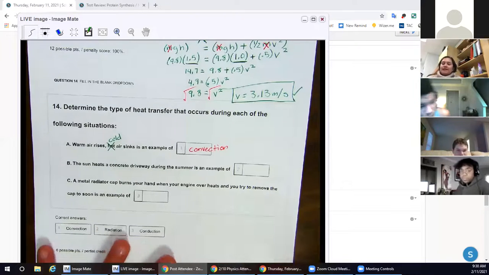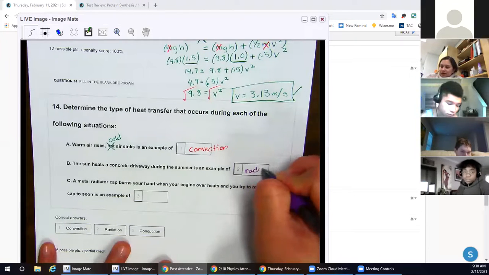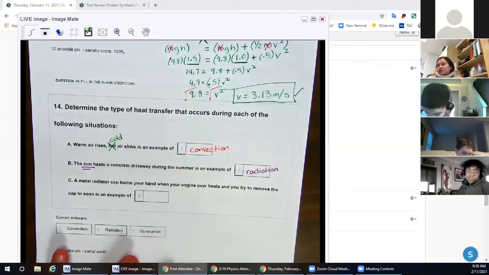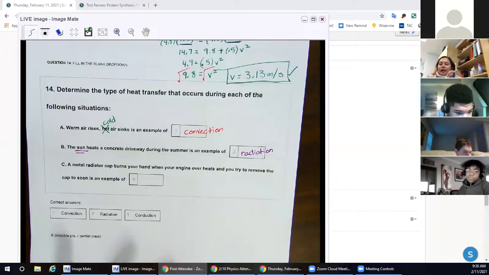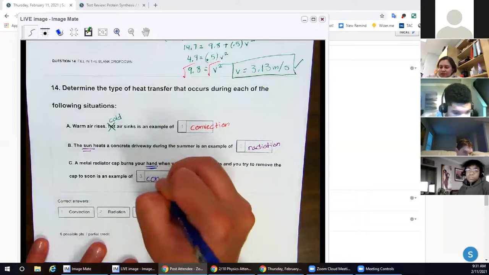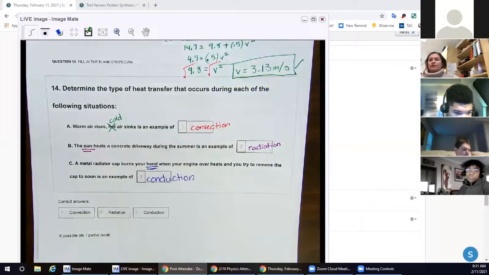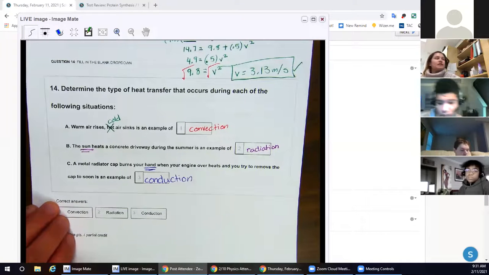When the sun heats a concrete driveway during the summer, that's radiation. Remember, that's not touching at all. Nothing's touching. That's radiation. And finally, a metal radiator cap burns your hand when your engine overheats and you try to remove the cap too soon. Well, you're touching it. Anytime you're touching something, that's conduction. So please understand those three. Yes, you are going to need to know them for the test. Any questions on convection, radiation, or conduction?